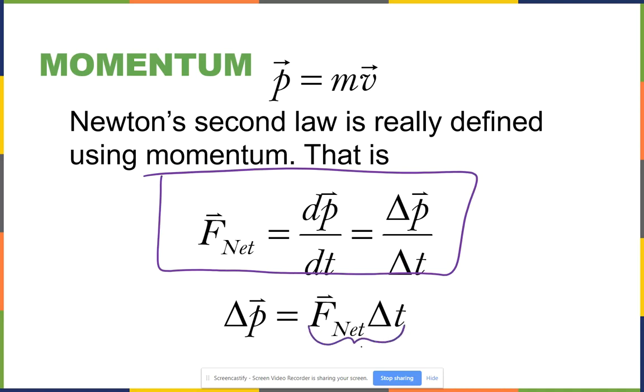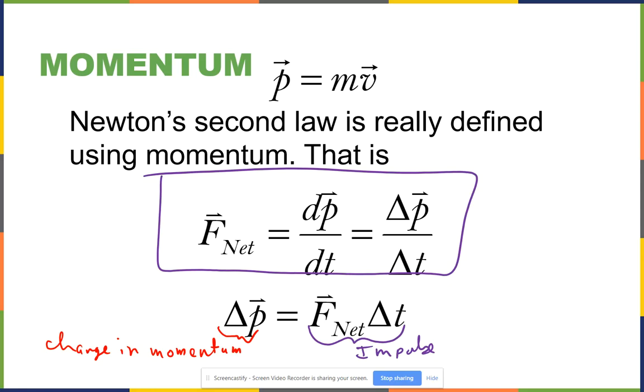Now, just for some terminology that I hate. This here is called the impulse. But for very obvious reasons, this here is called the change in momentum, since that's how we read delta P. P is momentum, delta is change in. So change in momentum equals impulse.